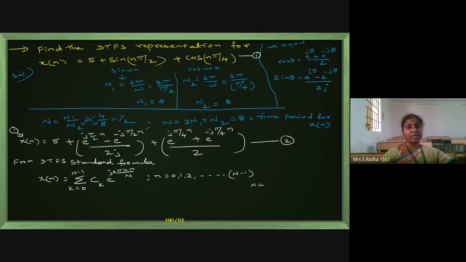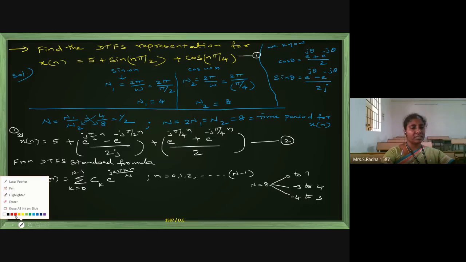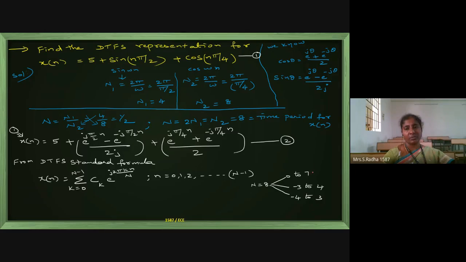N equal to time period, N is 8, so it can be either 0 to 7 or minus 3 to plus 4. 8 elements we have to use, otherwise minus 4 to plus 3. After expanding, we have to compare with equation 2. If you see equation 2, exponential powers are both positive and negative. So if you take one-sided elements, it will not work out. If you take 0 to 7, exponential powers will not come negative. Everything is positive. So you can take either minus 3 to plus 4 or minus 4 to plus 3.